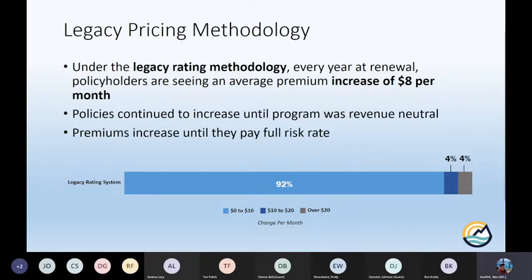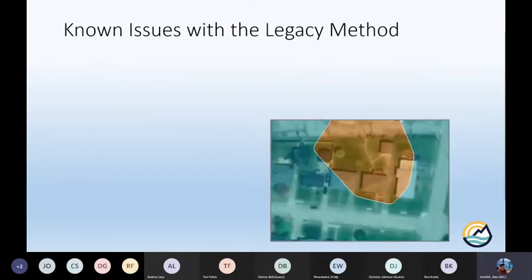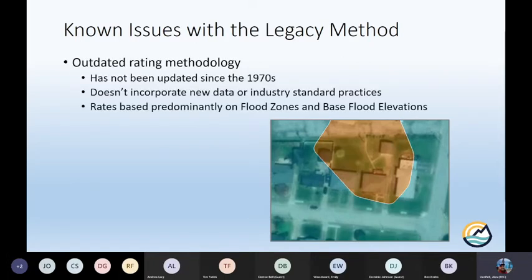There were a couple known issues, though, with this legacy method. And if you've ever sat through previous flood insurance presentations with me, you're going to recognize a lot of these next two slides. So, number one, the legacy method is an outdated methodology. FEMA originally set this up back in the 1970s. And back then, that really was the best way to rate risk based on some of the basic factors that FEMA used. It's 50 years later.